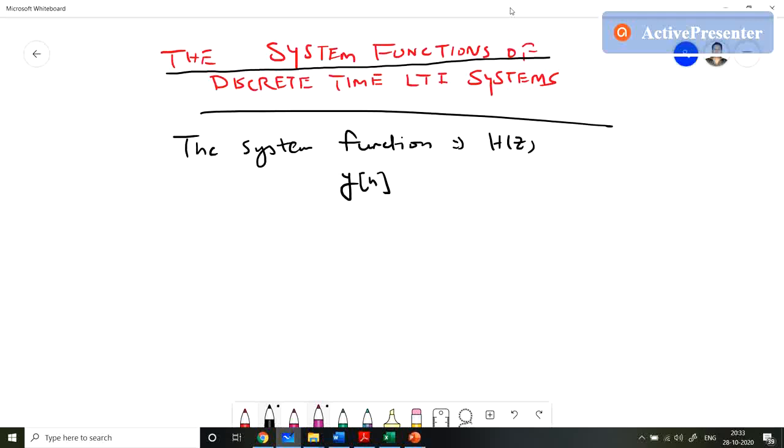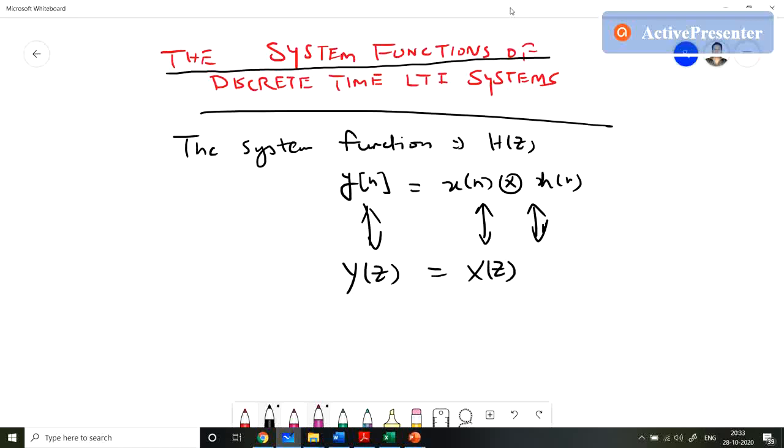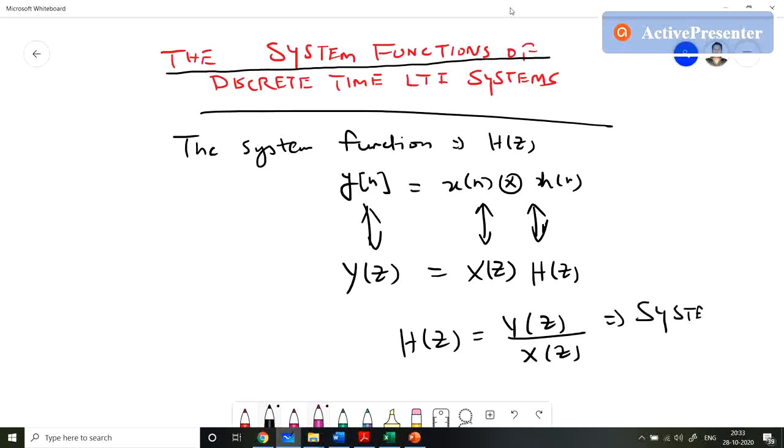So the system function can be found by using this relation, that is y(n) is equal to x(n) convolution with h(n). And if we find the z transform, then what we will get: the z transform of y(n) is Y(z), the z transform of x(n) is X(z), and the z transform of h(n) is H(z). That is nothing but the system function. So H(z) is equal to Y(z) divided by X(z), and that is the system function. This is called the system function.